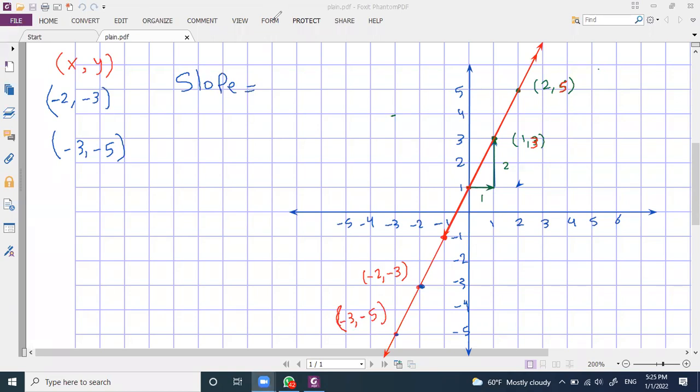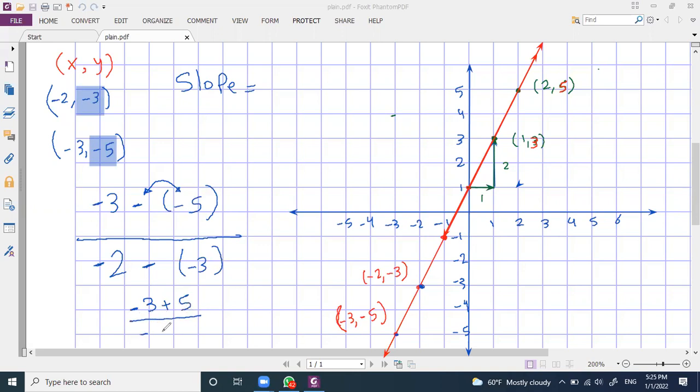We will do -3 minus -5, over -2 minus -3. So we have negative after negative, which is positive. So it will be positive. So -3 plus 5 over -2 plus 3, since negative after negative is positive.